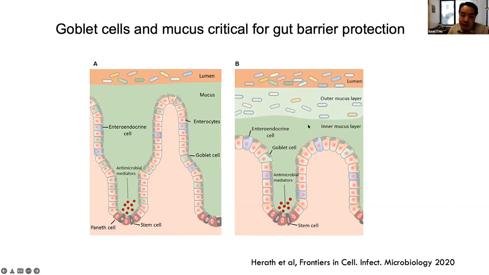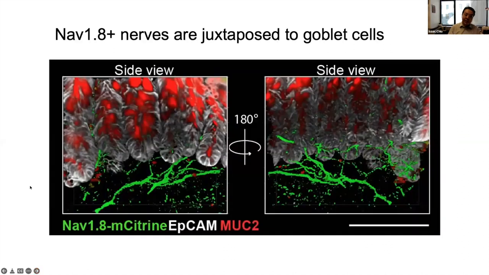And they're very important for barrier protection. So why were we interested in them? Because if we look in the gut wall and we image the goblet cells that make mucus, we see lots of these nociceptive neurons, now labeled in green here, the NaV1.8. NaV1.8 is an ion channel that marks these sensory neurons, these nociceptors, and we crossed it with the M-citrine reporter. You can see them closely juxtaposed to epithelial cells that also have the mucin, MUC2, in them.